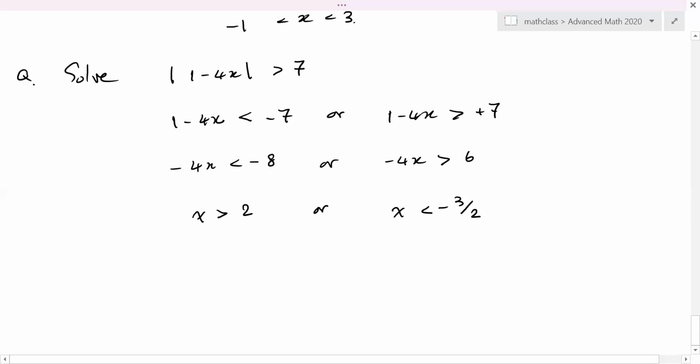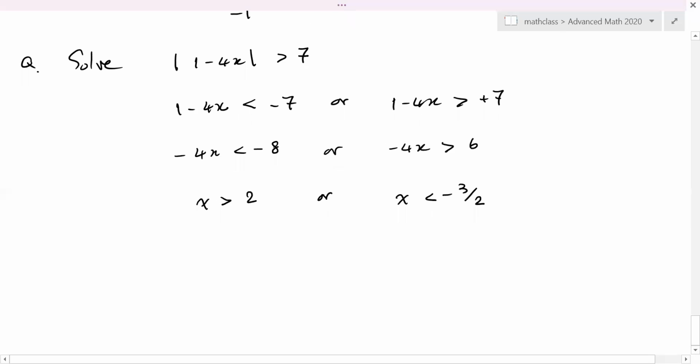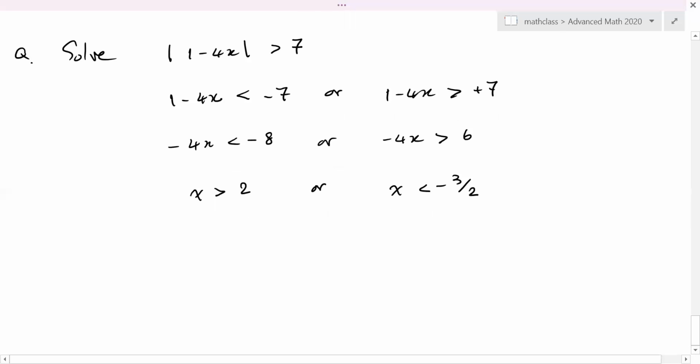Okay, you have to type x less than negative 3 over 2 or x is greater than 2, right? So yes, you have to type "or" here, okay? That's the answer. You cannot combine them into one inequality, okay?